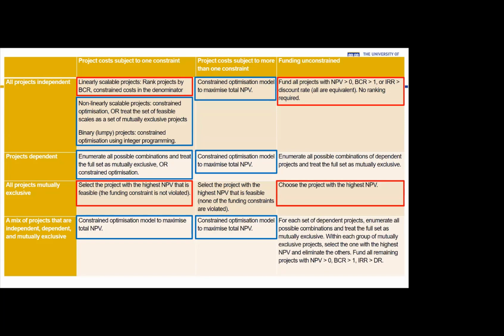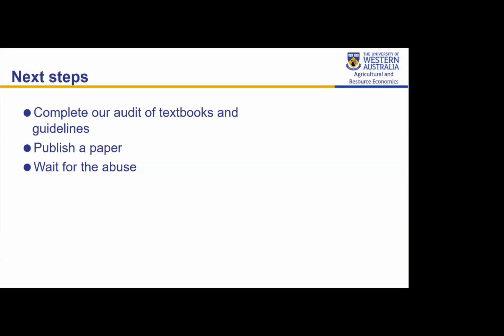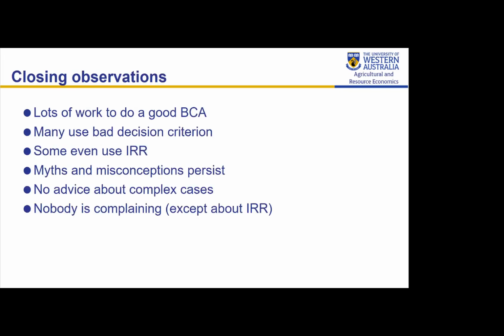All right, so what are our next steps? We're going to complete our audit of the textbooks and the guidelines, publish a paper and wait for the abuse. I'm pretty confident there'll be some. But let me finish with some closing observations. This has been a really interesting and surprising experience. It takes a lot of work to do a good benefit cost analysis. It's not a trivial exercise by any stretch, but many people are using bad decision criteria to make decisions at the end of doing all that work.